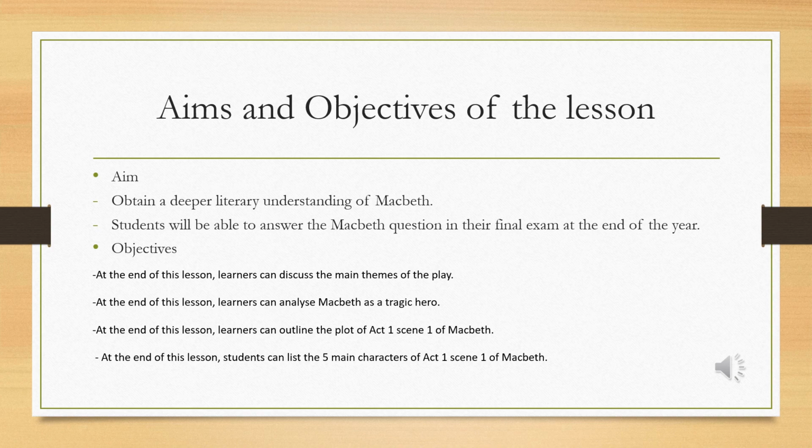Like, at the end of this lesson, learners can discuss the main themes of the play. At the end of this lesson, learners can analyze Macbeth as a tragic hero. At the end of this lesson, learners can outline the plot of Act 1, Scene 1 of Macbeth. And at the end of this lesson, students can list the 5 main characters of Act 1, Scene 1 of Macbeth.